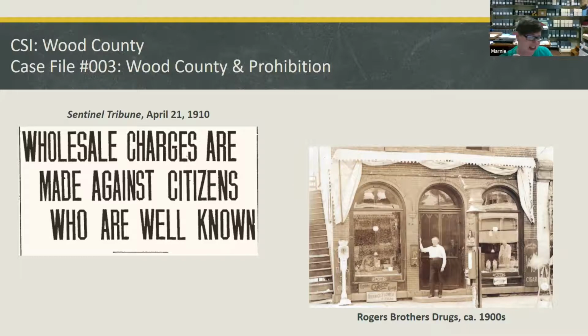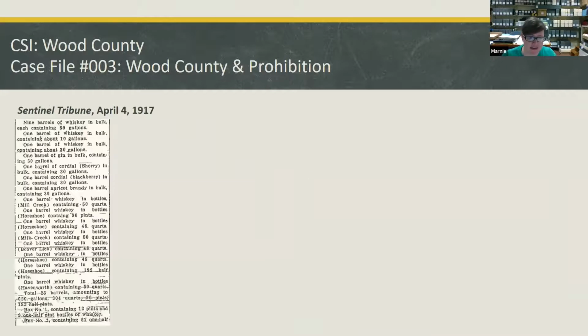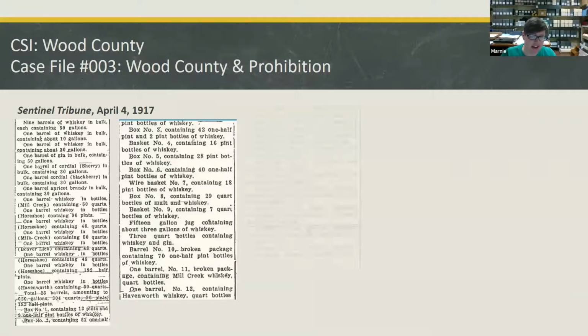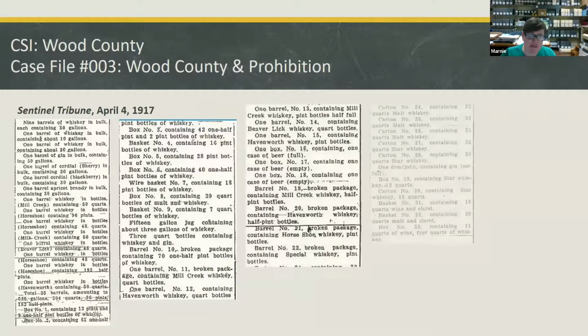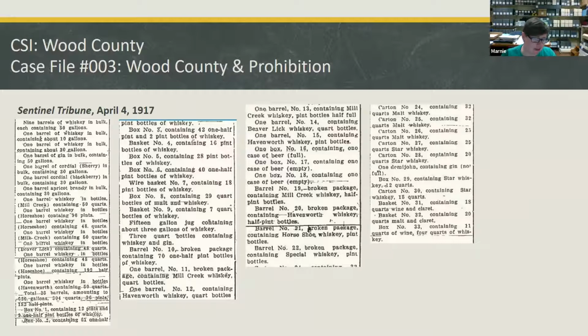But in 1915, once again, charges were filed against selling liquor. And in April of 1917, they really made headlines when a raid was conducted by Sheriff Skibby, in which 29 barrels of liquor plus several other containers were confiscated.